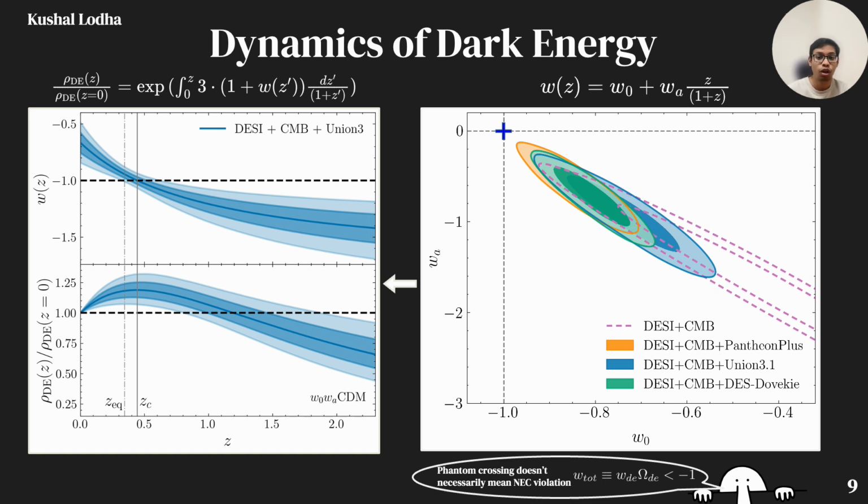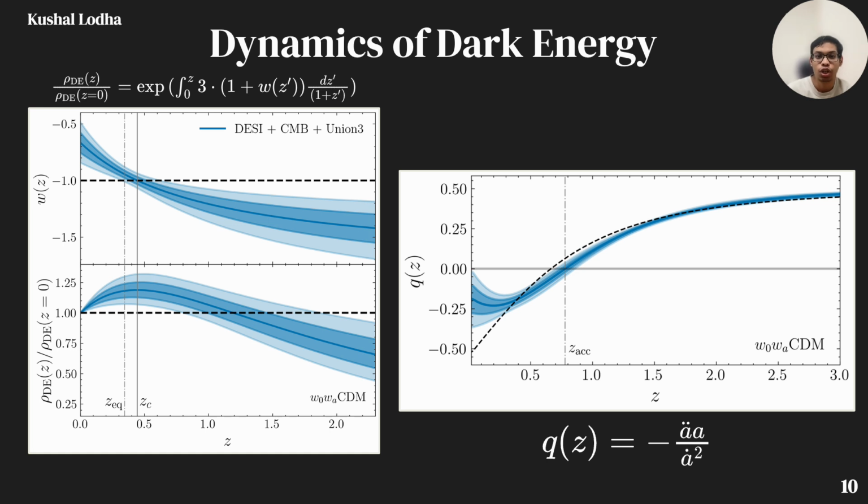Let me remind you, phantom crossing does not necessarily mean null energy condition violation. For that, your total equation of state has to cross -1. For more details, you can refer to the paper by Robert Caldwell and Eric Linder.